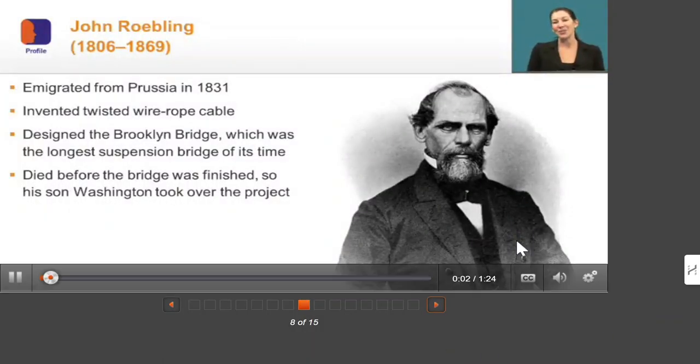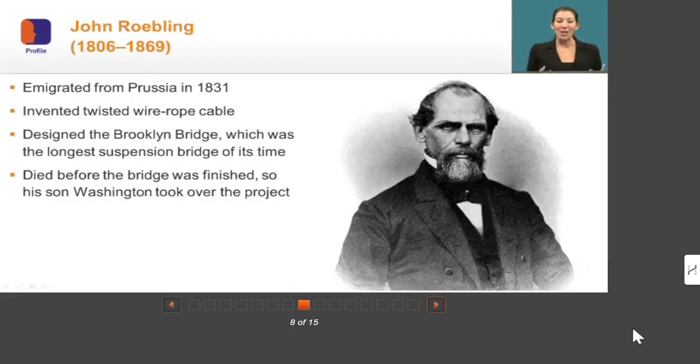Let me introduce you to the designer of the Brooklyn Bridge, John Roebling. He was born in Prussia in 1806, which is part of modern-day Germany, and he later died in 1869. Now, while living in Prussia, he worked and studied as an engineer and an architect, but he emigrated, or left, Prussia for the United States in 1831. Now, in the United States, while he was working as a civil engineer, he invented the twisted wire rope cable.